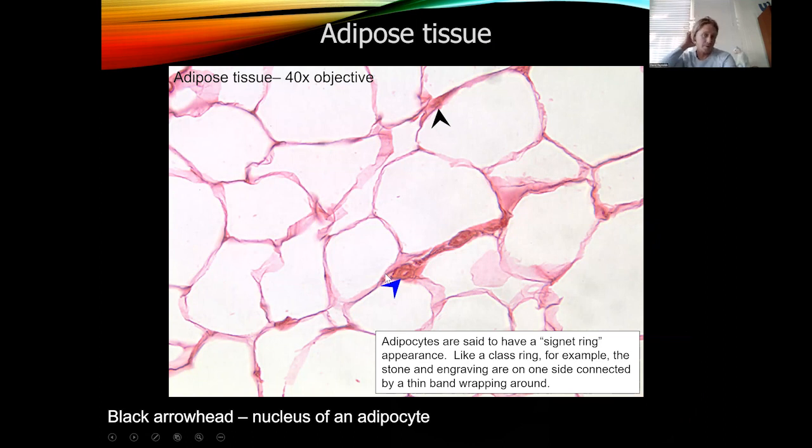Now, again, you do need to know the names of these cells, which are pretty straightforward. If you remember what the suffix of cell was, cyte, right? C-Y-T-E. And what do you think the prefix for these cells are going to be? It's going to be adipo. Okay, so they're considered adipocytes, and that's what makes up adipose, which is the tissue.